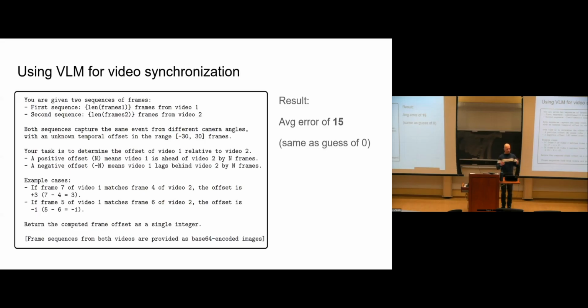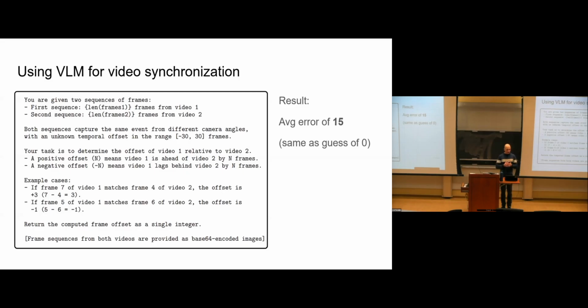Like you give it two videos. There are two sequences of frames from video 1 and video 2. You give both sequences, which capture the same events. You're saying that you can predict a positive or negative offset within a specific range, and then you just present the frame sequences.